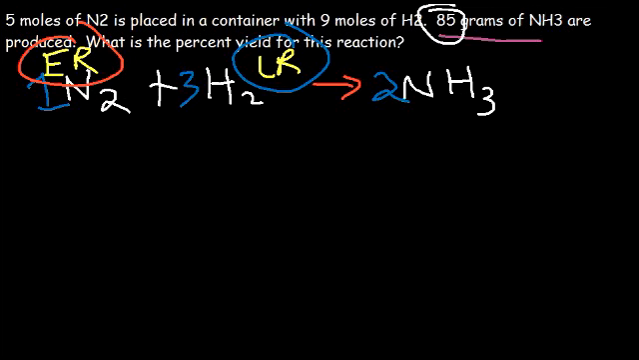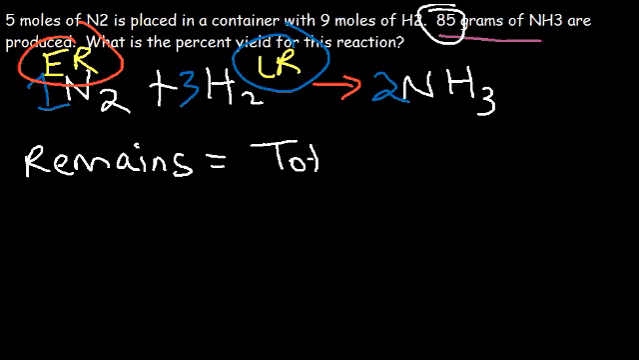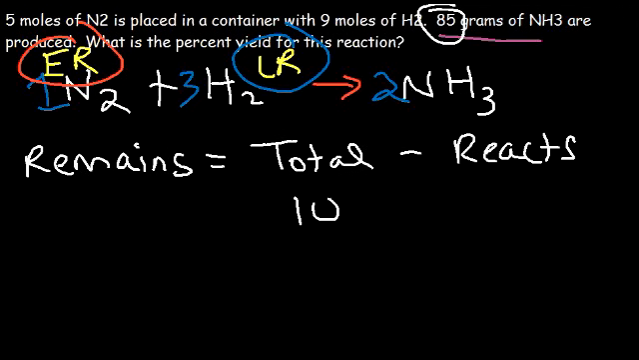So here's what you need to do. If you want to find out how much remains, you need to find the difference between how much you began with, or the total amount of N2, minus the amount that reacts. So let's say if initially you have 10 moles of N2 gas before the reaction, and let's say only 7 moles reacts. That means that there's going to be 3 moles of N2 gas left over.